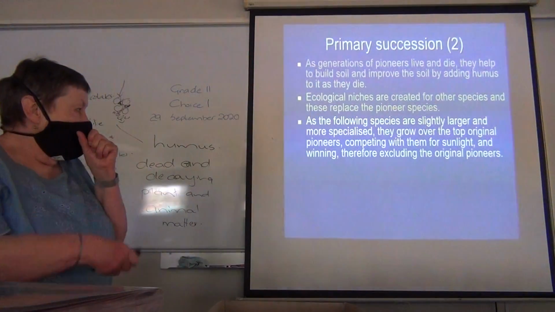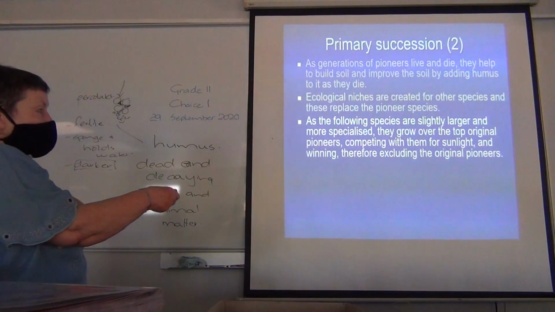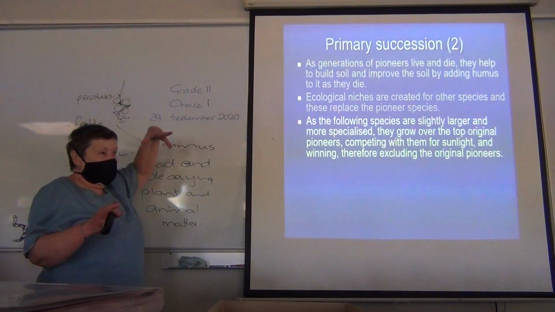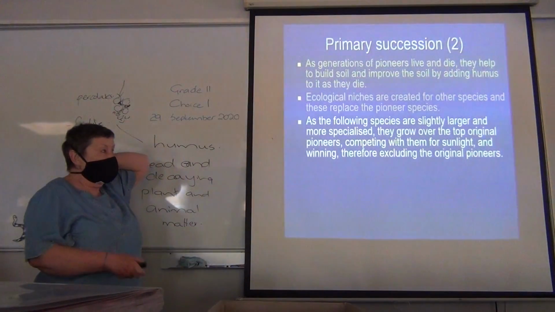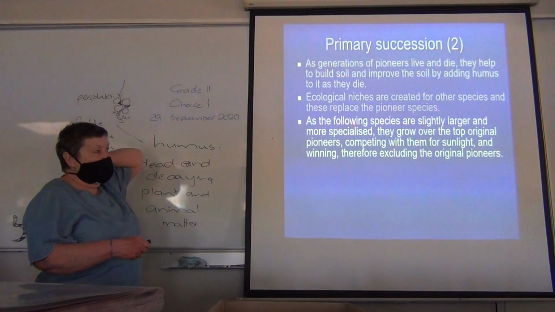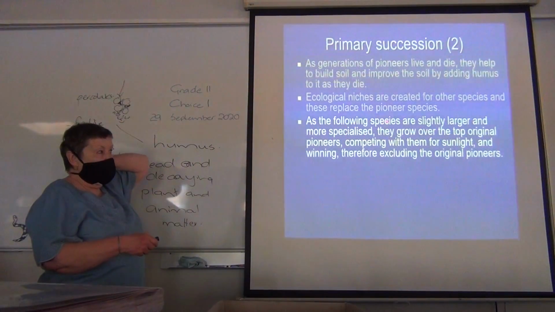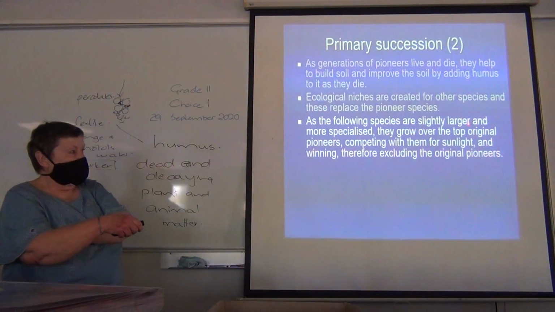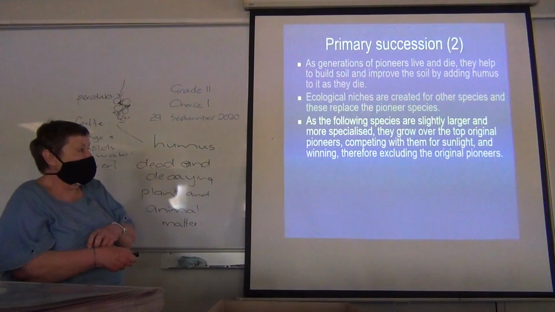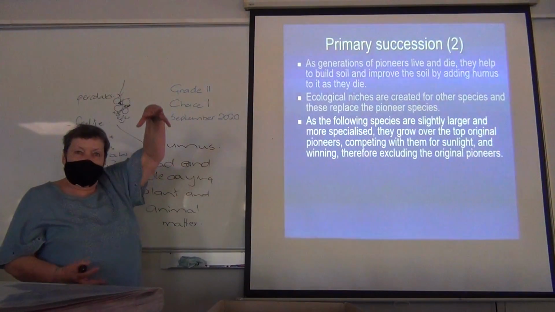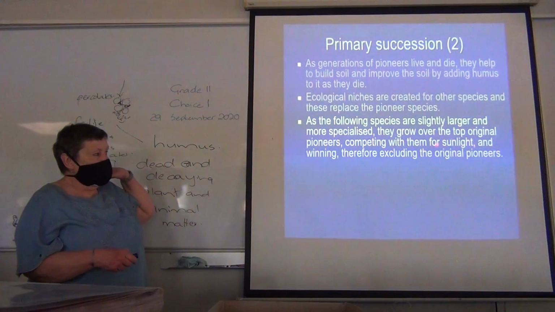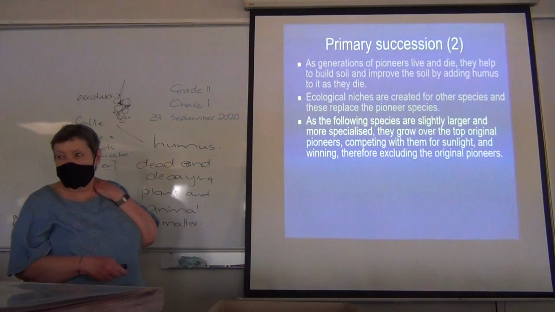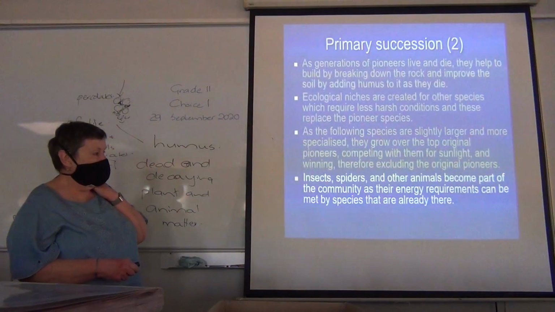So, very little. After the pioneer species have grown and they're making soil and they're making the soil more fertile with humus, then they are replaced by different species over time. The following species generally are slightly larger because now there's soil for them to grow in. They're more specialized. They grow taller than the other ones. They compete with the original pioneers for sunlight, and they win, and then the pioneers actually die out. They're replaced by the next ones.